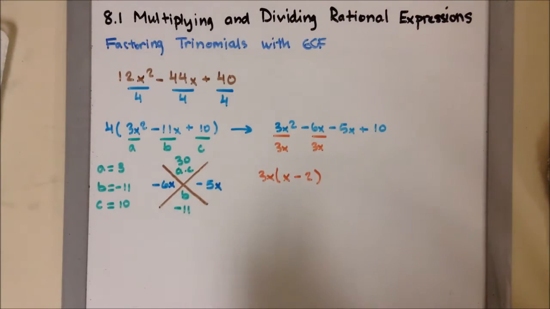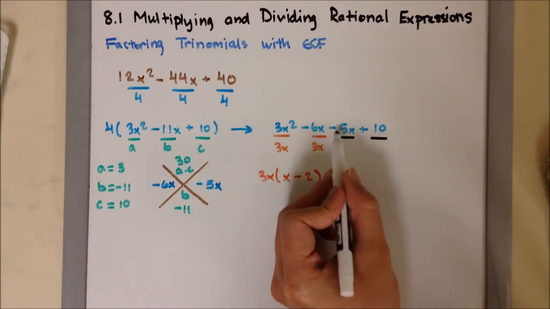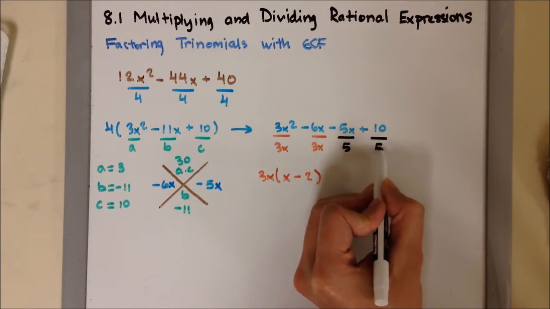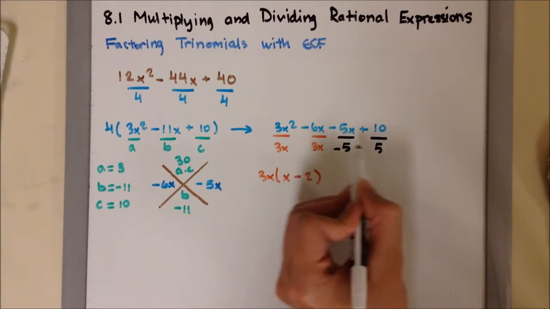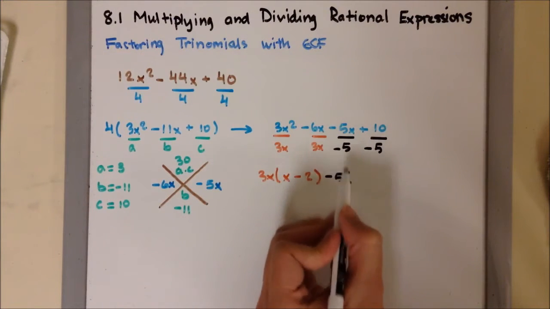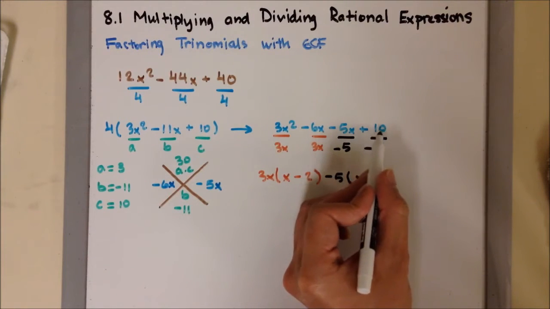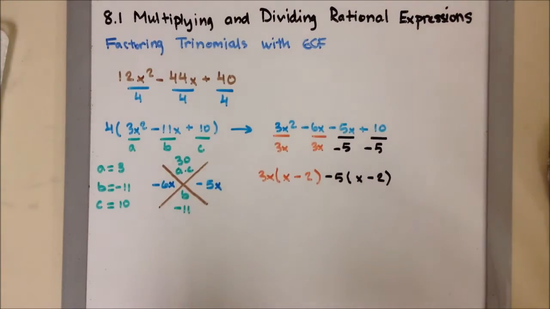Alright, now let's do the right side. So what's in common between negative 5x and 10 is the 5. In addition, the first term on the right side is negative, so I'm going to divide by negative 5. So I'm going to have negative 5 here. Negative 5x divided by negative 5 is positive x. Positive 10 divided by negative 5 is negative 2. Close parenthesis.